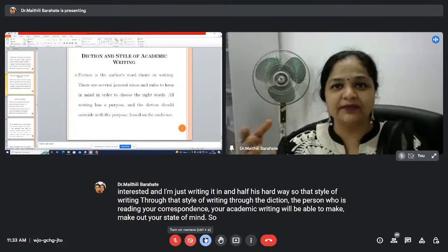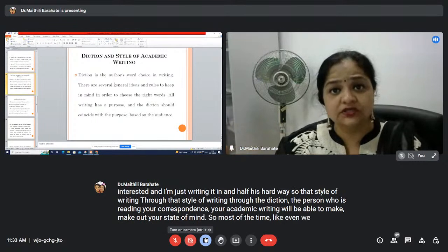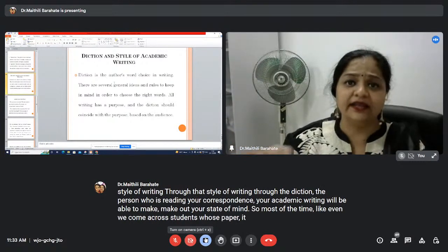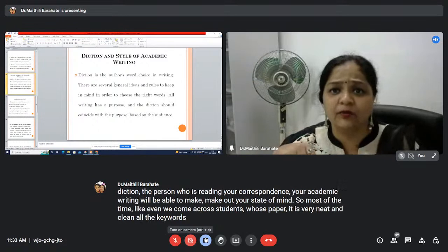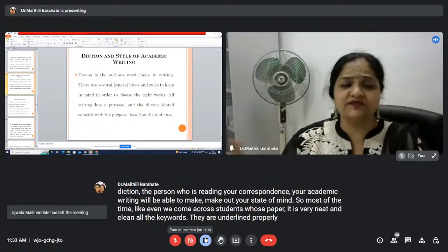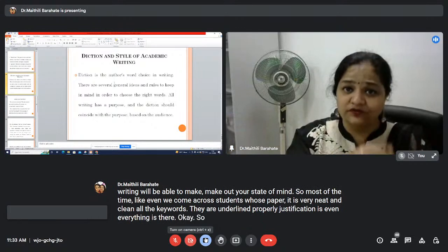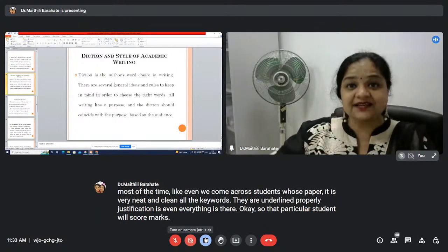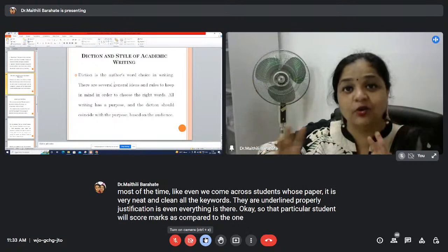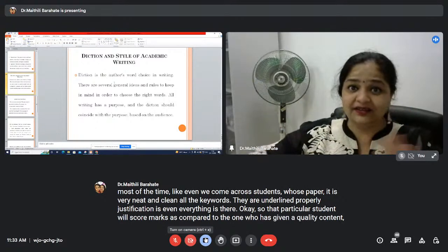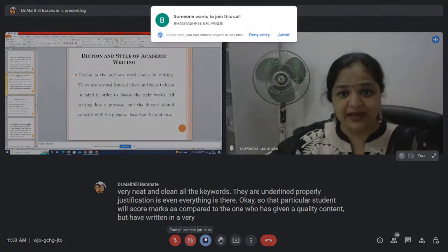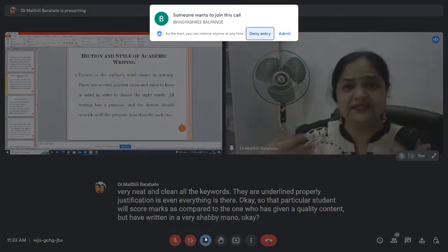Most of the time, we even come across students whose paper is very neat and clean, all the keywords are underlined properly, justification is given, everything is there. That particular student will score more marks than the one who has given quality content but has written in a very shabby manner. So it reflects the style.